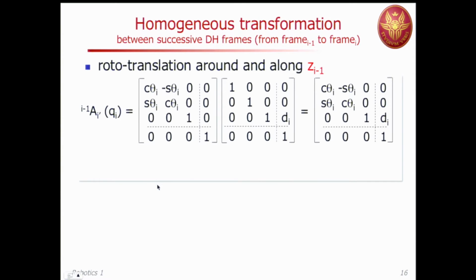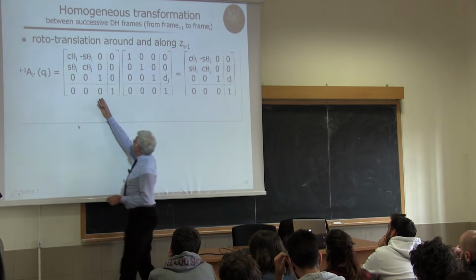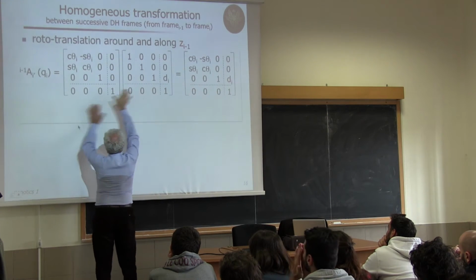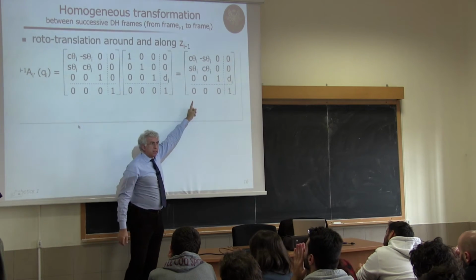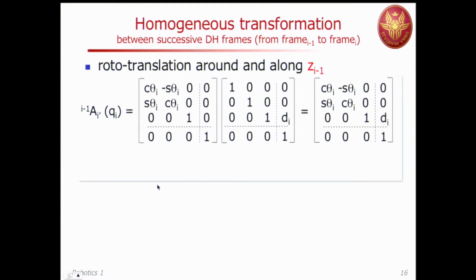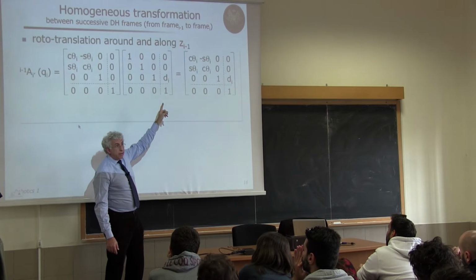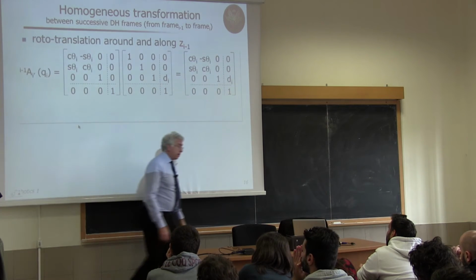Now, since this rotation and translation occur along and around the same axis, it is not important in which order you do these operations. So I can do first the rotation and then the translation, or interchange this, first the translation and then the rotation. I will always get, you can check this, the same result. Okay? And this is one half of the transformation, because now we have another rototranslation around and along the x-axis, but now not the x_{i-1}, but the x_i axis.